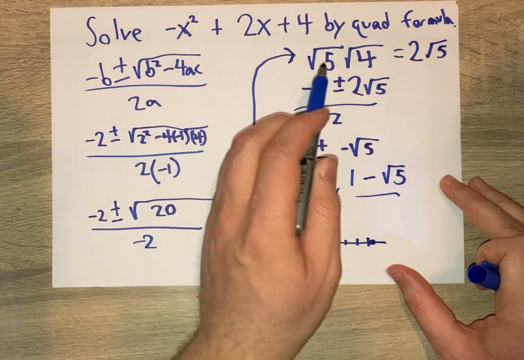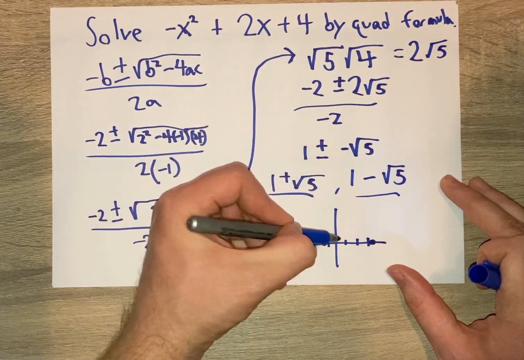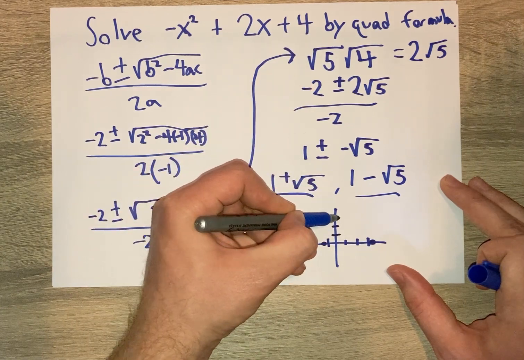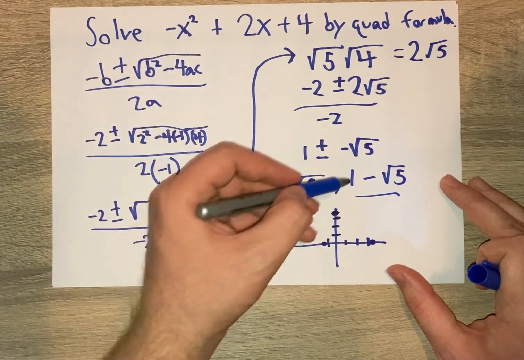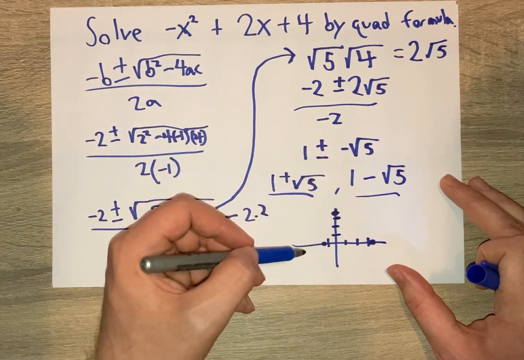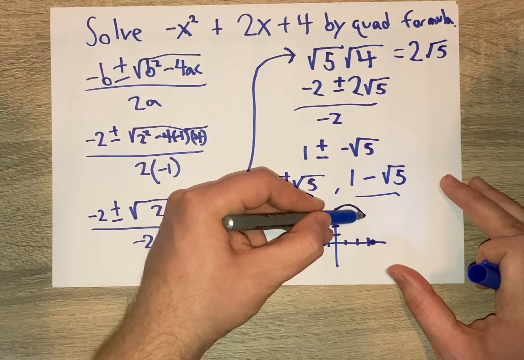And then the next part is easy. We have our c value, which gives us our y-intercept of 4. And we know, of course, that it's a negative graph, so it's an upside down u, right? Our a value is negative. So it'll look something like this.